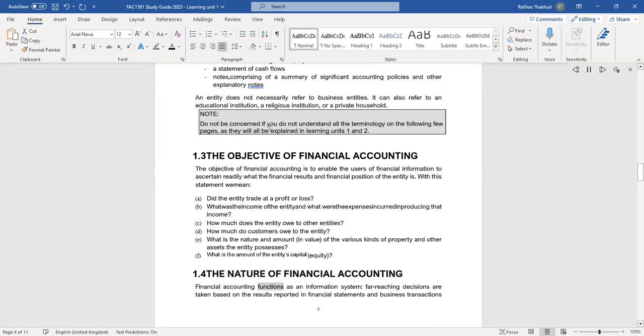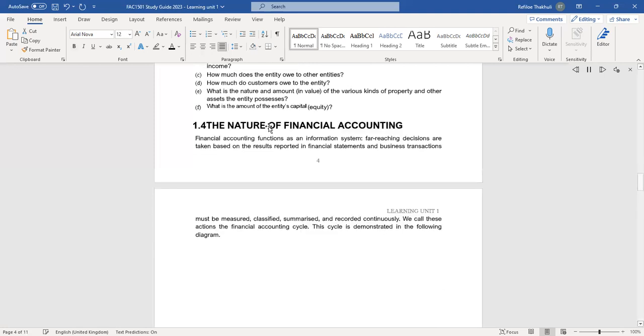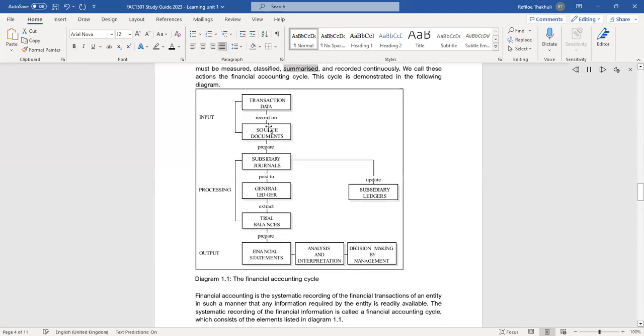1.4 The nature of financial accounting. Financial accounting functions as an information system. Far-reaching decisions are taken based on the results reported in financial statements, and business transactions must be measured, classified, summarized, and recorded continuously. We call these actions the financial accounting cycle. This cycle is demonstrated in the following diagram. Diagram 1.1, the financial accounting cycle.